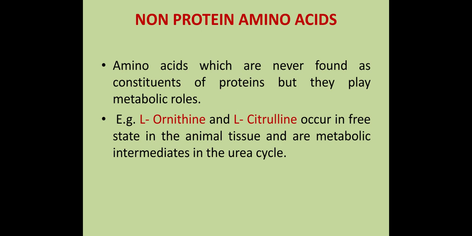Non-protein amino acids. Amino acids which are never found as a constituent of protein but which play important metabolic roles are known as non-protein amino acids. For example, L-ornithine and L-citrulline occur in the free state in animal tissue and are metabolic intermediates in the urea cycle.